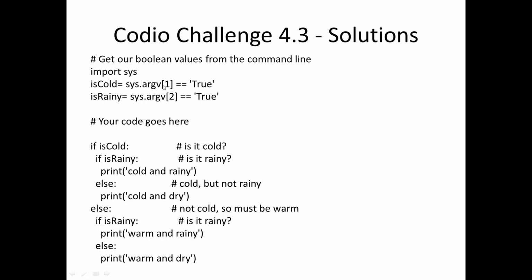So is cold equals true. That means this condition is true. Is rainy is going to be the second variable that we get from the console. It's also going to be set equal to true. So we start out with these values. Now your code goes here.